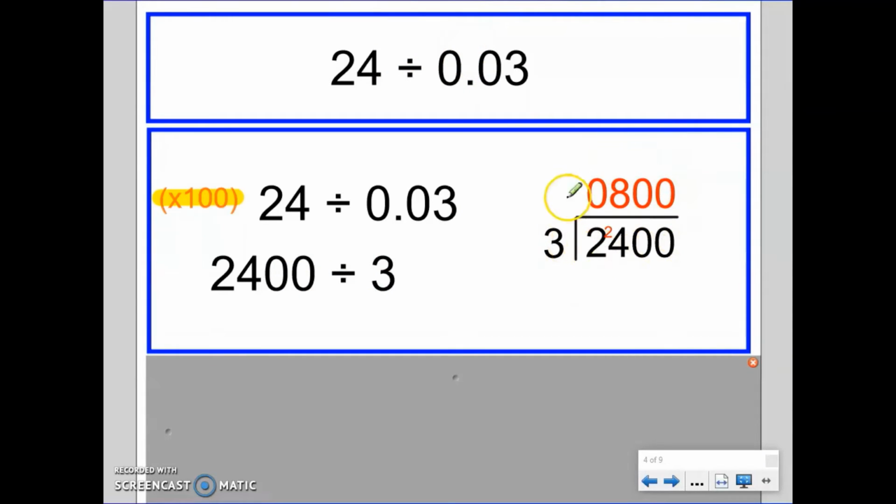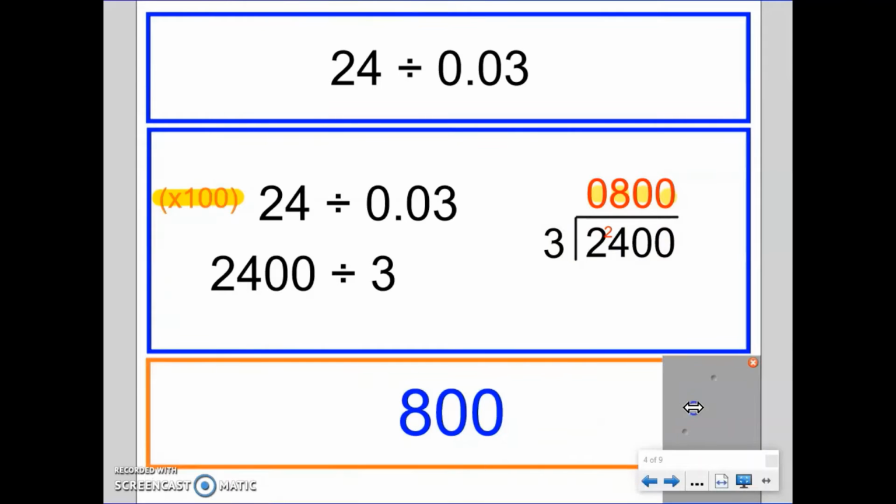So I'm going to set it up in a written method of division. How many 3s go into 2? That is 0. The 2 moves over. How many 3s into 24? That is 8. How many 3s into 0? That is 0. How many 3s into 0? That is also 0, leaving me with an answer of 800. So 800 is the answer to how many 3s fit into 2,400, but it is also the answer to my original question, 24 divided by 0.03.